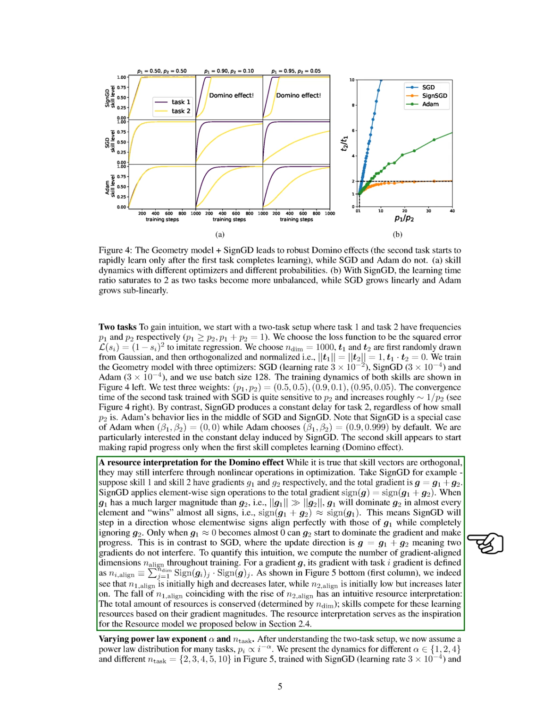To quantify this, we track the number of dimensions aligned with each skill's gradient during training. We observe that as one skill's alignment decreases, the other's increases, suggesting a conservation of learning resources. This resource interpretation inspires our proposed resource model.